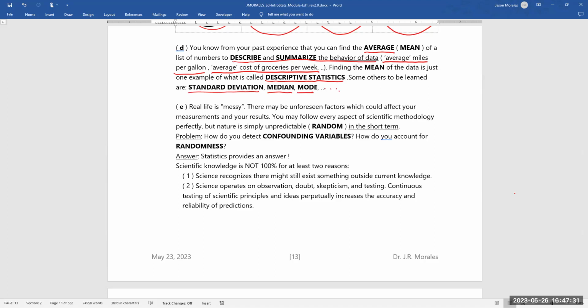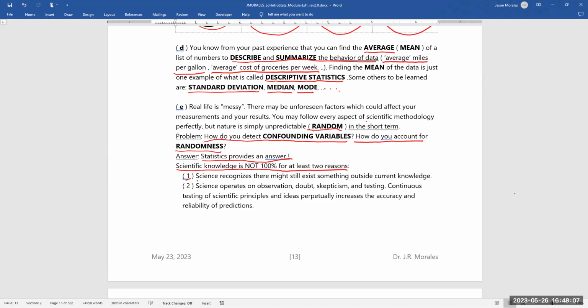And then lastly, real life is messy. There may be unforeseen factors which could affect your measurements and your results. You may follow every aspect of scientific methodology perfectly, but nature is simply unpredictable in the short term. So the problem is, how do you detect confounding variables? How do you account for randomness? Statistics provides an answer. Scientific knowledge is not 100% for at least two reasons.